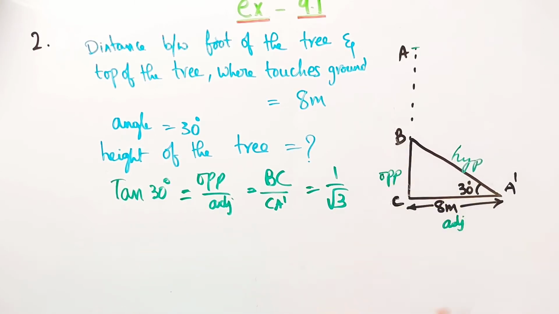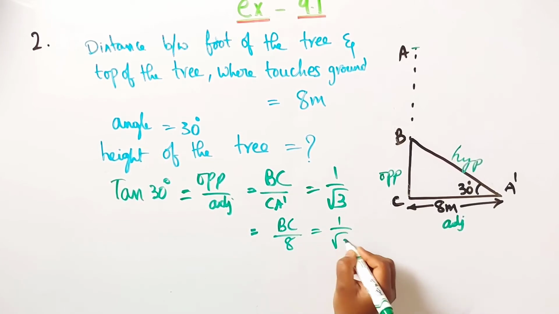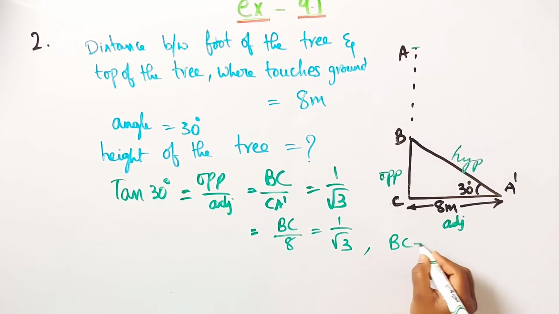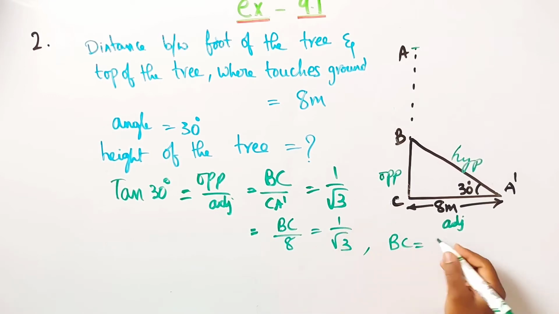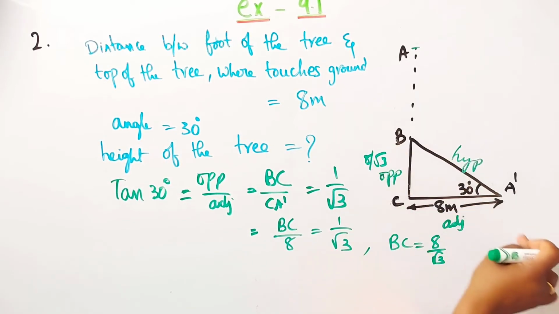BC is opposite, children. CA dash we already know is 8. So I will write it here. BC by 8 is equal to 1 by root 3. Therefore BC is equal to 8 by root 3, children. 8 will go here, 8 by root 3. So this part is 8 by root 3. But we want this part also, A dash B.